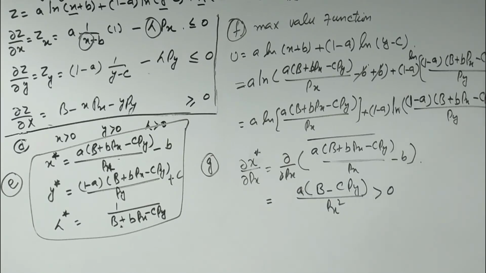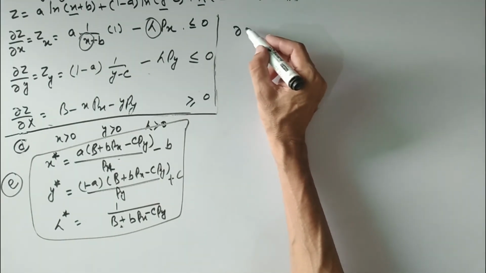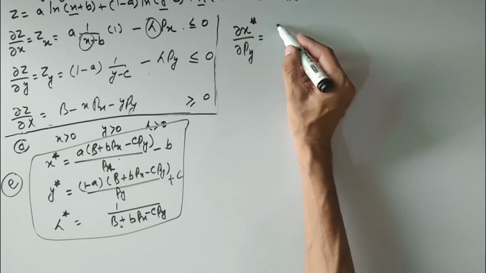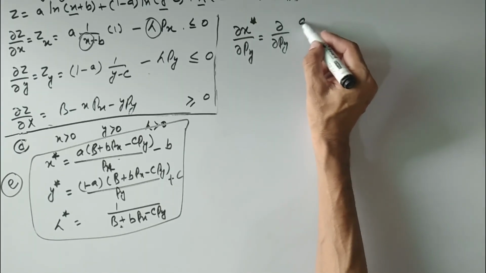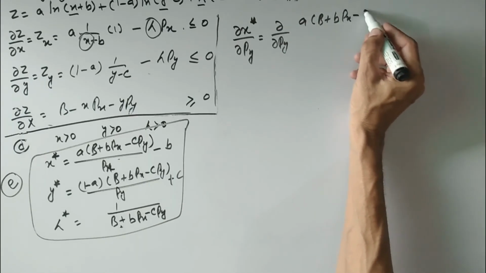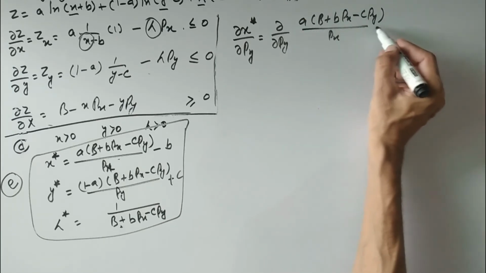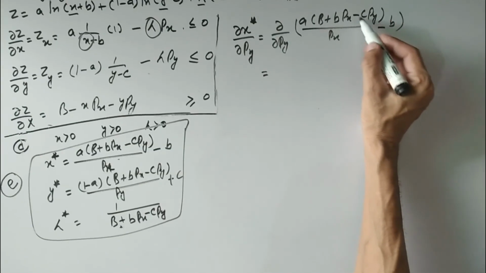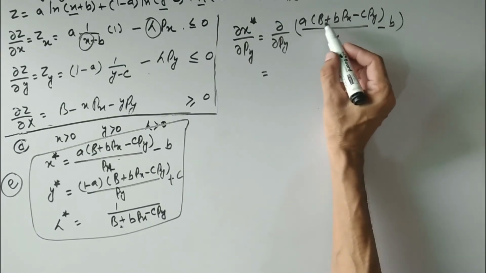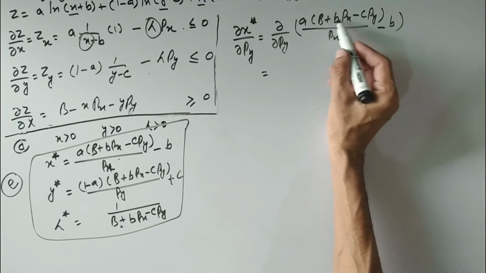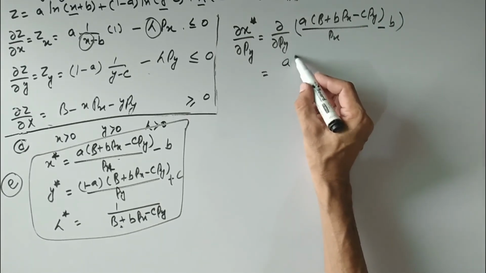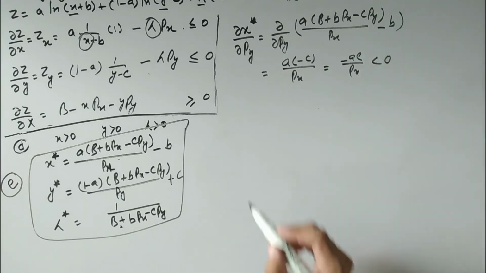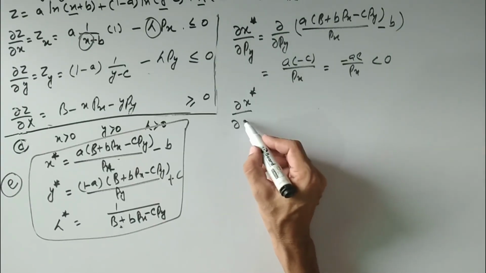Now we take the other derivative, that is partial x star upon partial p of y. Here a into b plus b p of x minus c p y upon p of x minus b, and now we take it only with respect to p of y. So all the other terms, b and b p of x, will become 0. This will also be 0. So a into minus c upon p of x, that is equal to minus ac upon p of x, which is less than 0.